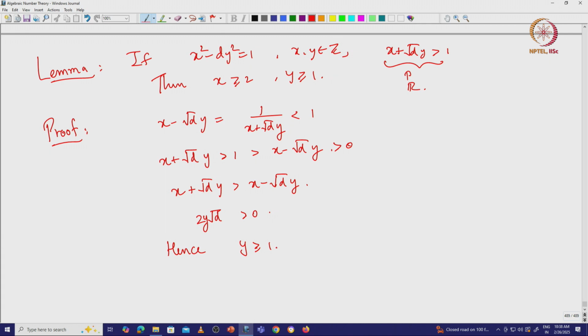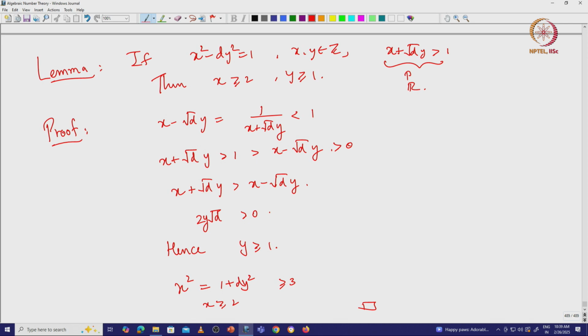Okay, and now x square is equal to 1 plus dy square, and d is bigger than 1, so this is at least 3, and the smallest square bigger than or equal to 3 is 4. So, x is bigger than or equal to 2.